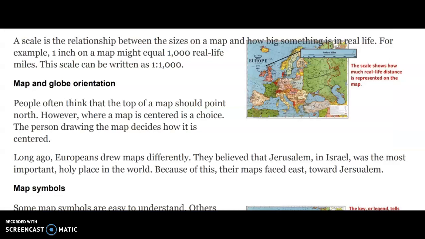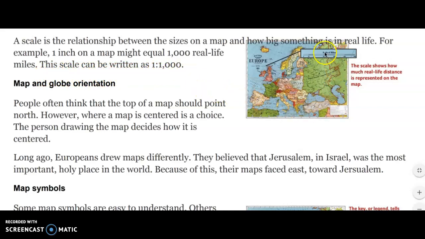We left off at the heading Scale. It's cut off of this screen, but that is the heading for this information right here. A scale is the relationship between the sizes on a map and how big something is in real life. For example, 1 inch on a map might equal 1,000 real-life miles. This scale can be written as 1 to 1,000.